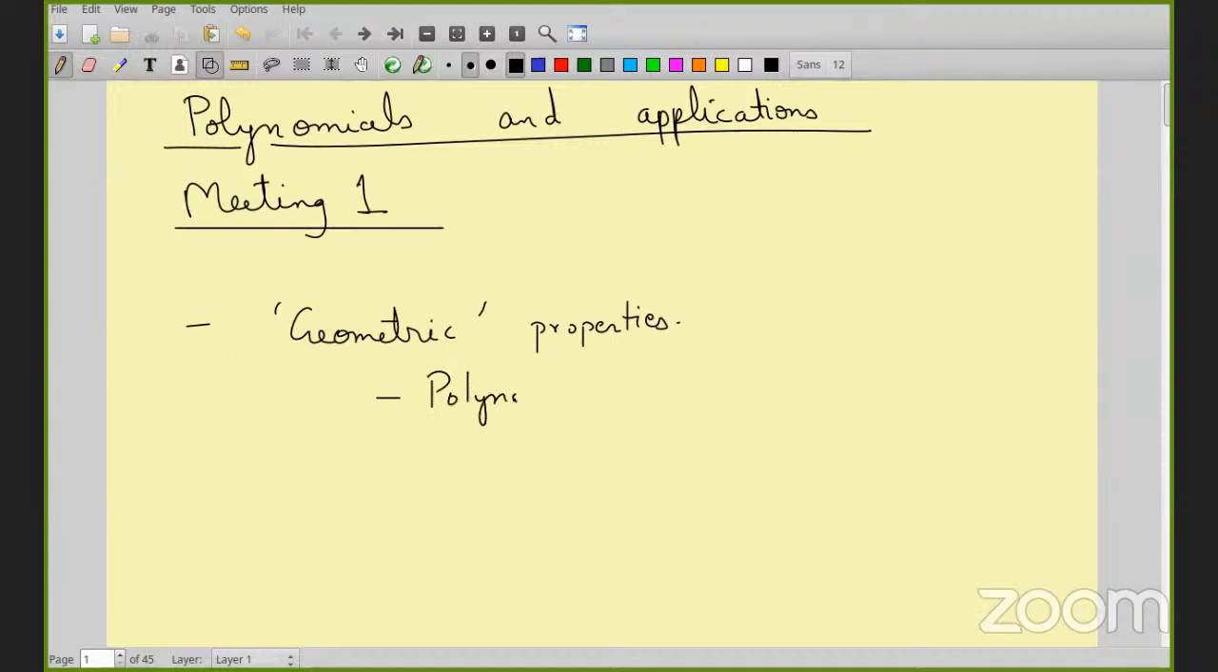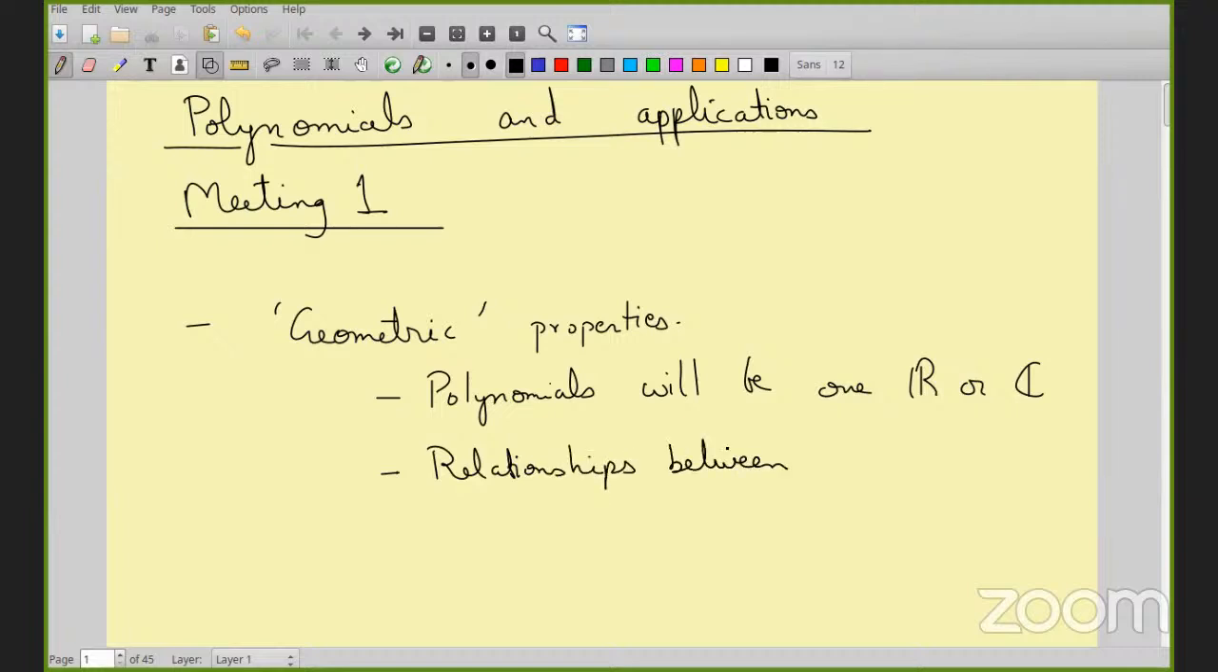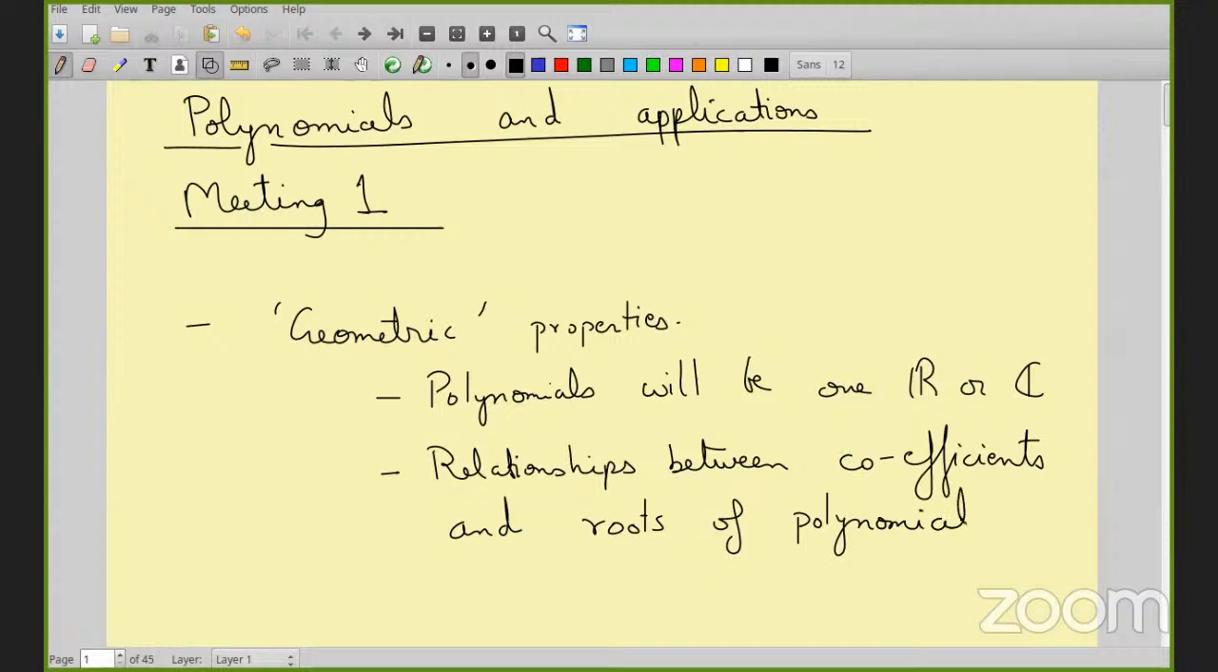So our polynomials will be over R or C. We'll be interested in properties of, or other relationships between, coefficients and roots of polynomials. And by roots I mean usually locations. Where are the roots? So this is the kind of thing we'll be interested in.